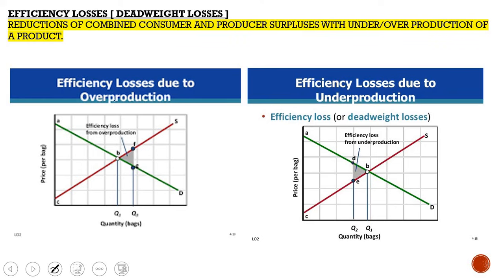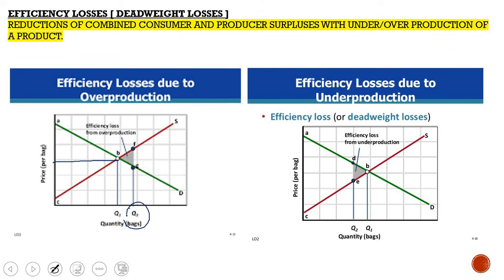If you look at this first graph, it says efficiency losses due to overproduction. Here you're looking at your supply curve. This is our market price and our market quantity. But producers are then producing at this quantity here, which is an overproduction. If you produce over your equilibrium quantity, you're producing more than you need to, so you're going to be making a loss because people are not going to buy all of your goods.